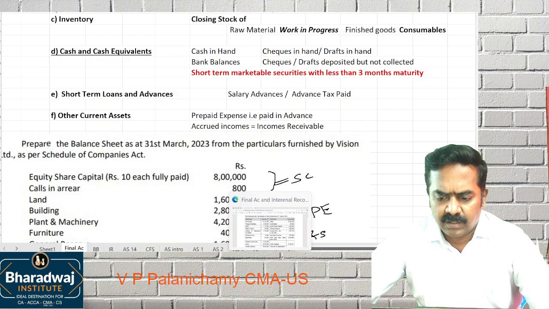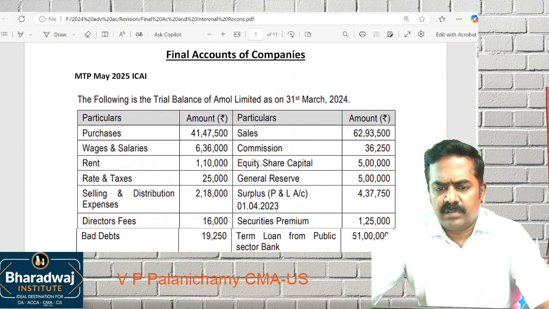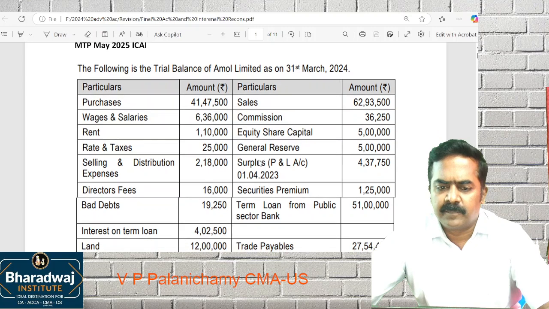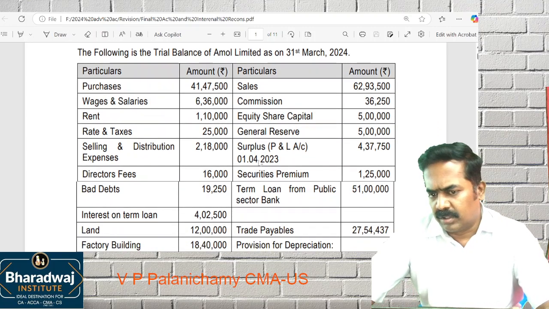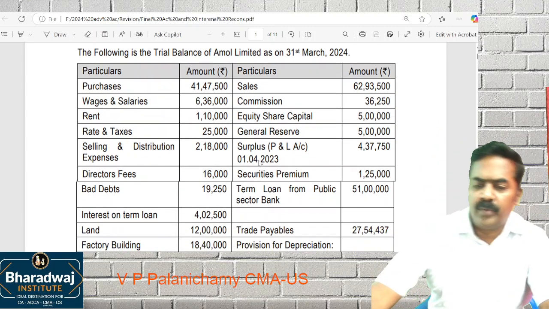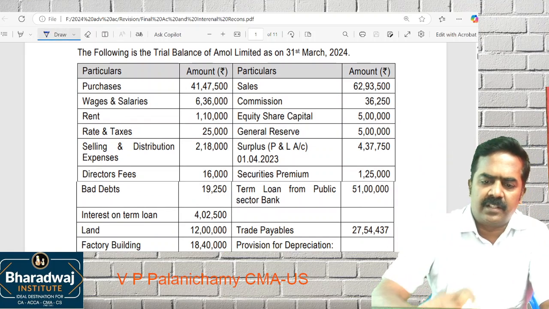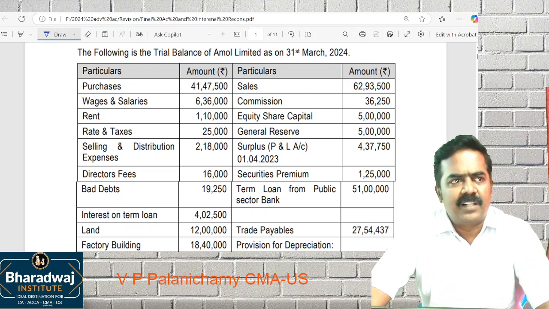Now, see, this was your model test paper, May 2025 from your ICAI. Okay, go through this question. We are given which one? Purchases. Once you look at the question like this, immediately what you have to do? Will it come in the P&L account or balance sheet? Asset or liability, you have to make it.